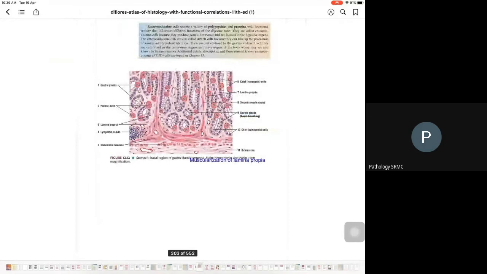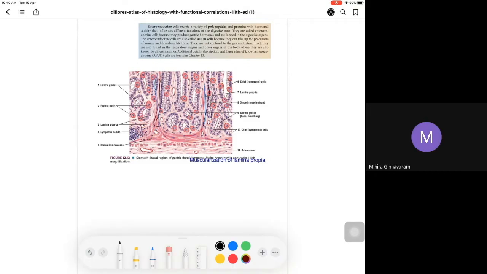And you see the muscle going in, and that's why they have written muscularization of lamina propria. Normally, muscle should not go up. For gastritis, I will just put, remember ABC. A is autoimmune gastritis. B is bacterial gastritis, like H. pylori. C is chemical gastritis.